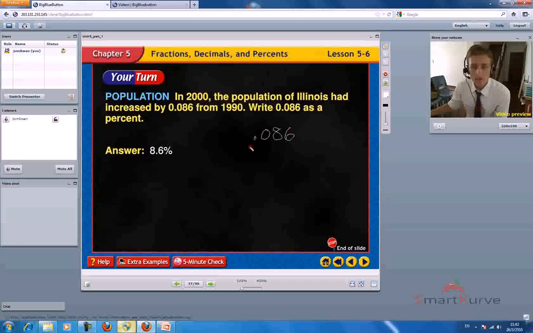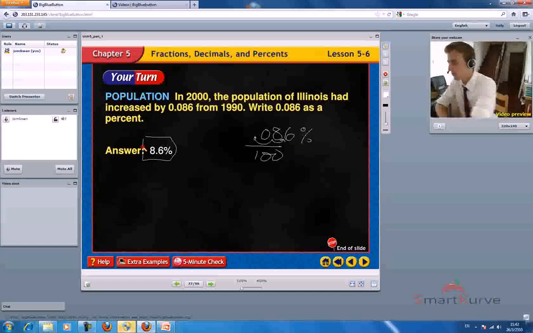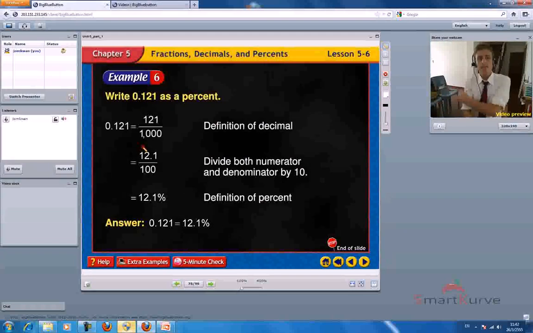In 1790, about 1/5 of the population of the United States lived in an urban setting. Write 0.05 as a percent. 0.05 is 5 out of 100. 5%. So 0.05 is 5%. In 2000, the population of Illinois had increased by 0.086 from 1990. Write 0.086 as a percent. If you're going to multiply it by 100, you're moving the decimal point 2 spaces and adding a percent sign. 8.6%.